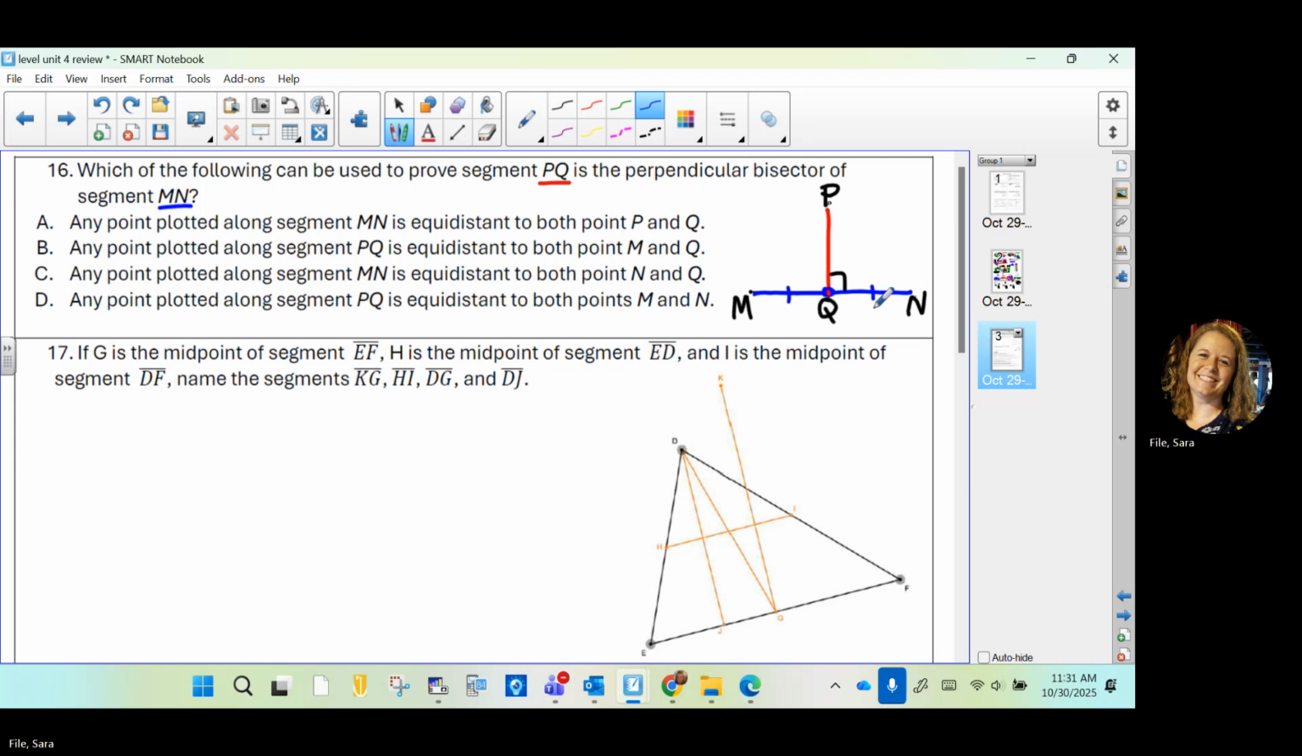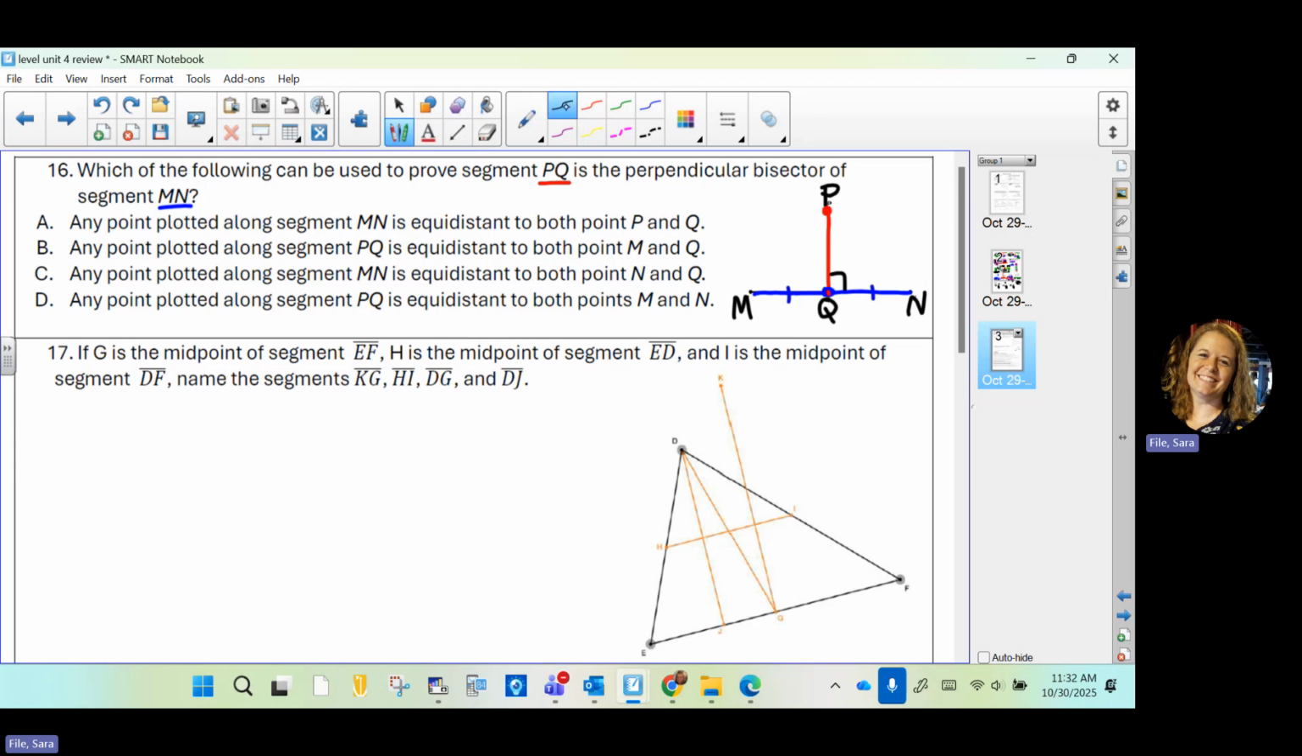All right. So this is how I would have to mark it for it to be a perpendicular bisector. Now the choices here say any point. We're trying to see which of these would prove that that's true. Okay. So what we have to remember is the perpendicular bisector theorem. And let's read through these, and I'm going to kind of guide you to see if these make sense, because a lot of them you're just going to be able to eliminate because they don't make sense.